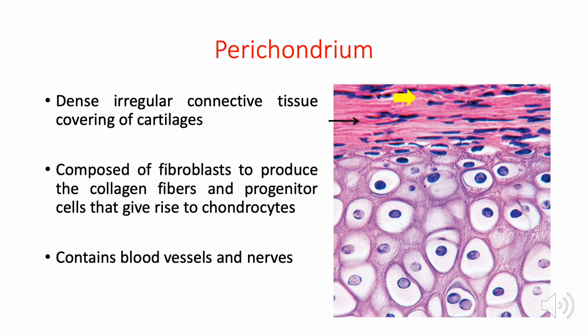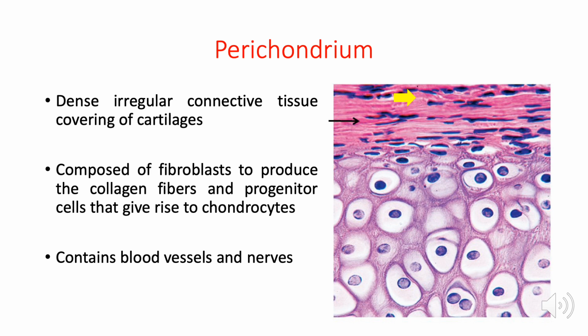What's the purpose of having fibroblasts in the perichondrium? Remember, the perichondrium is a dense, irregular connective tissue. It must have abundant collagen fibers. And what will produce these collagen fibers are the fibroblasts.